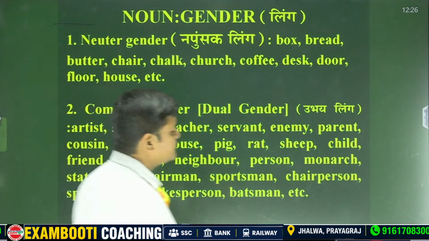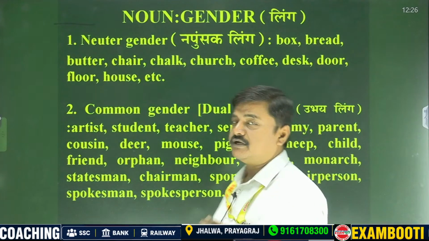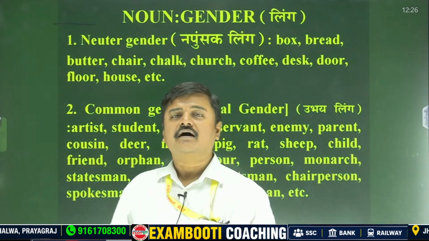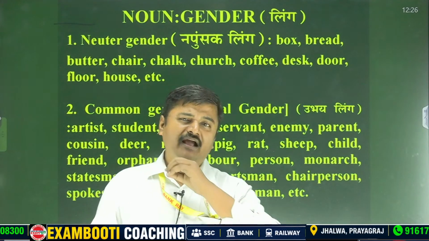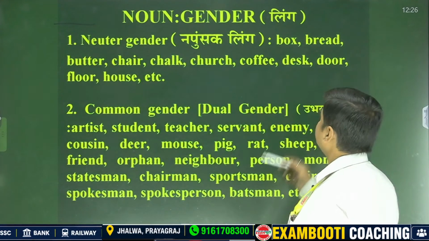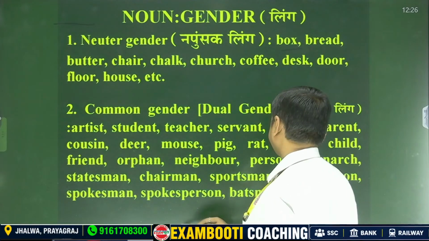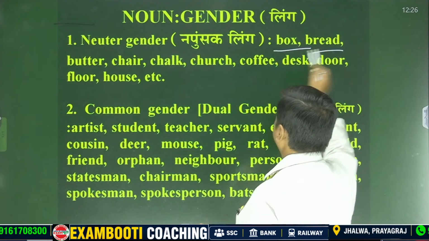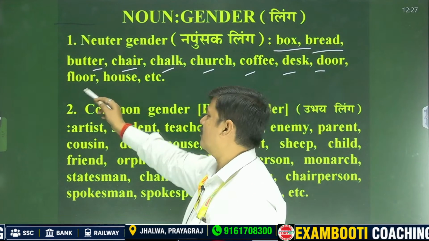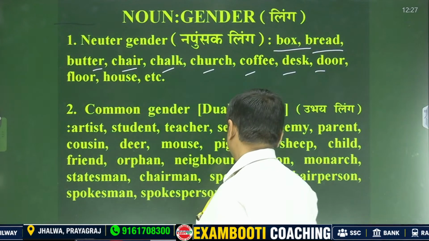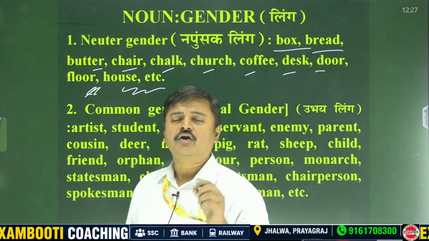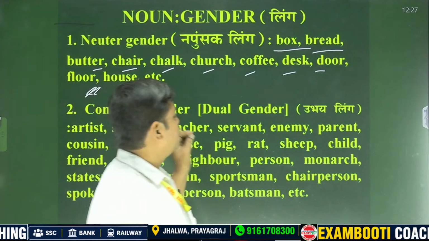As we discussed yesterday, all the non-living nouns are considered neuter gender. So box, bread, butter, chair, chalk, church, coffee, desk, door, floor, house. All the words that are non-living are considered neuter gender.